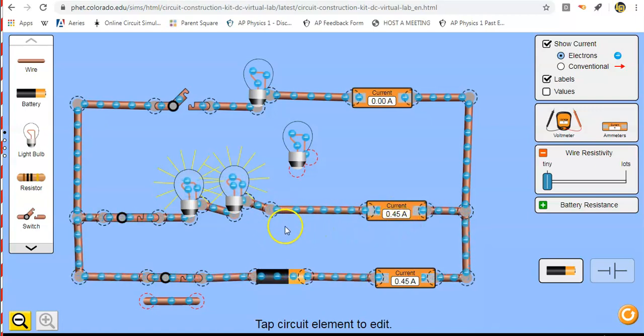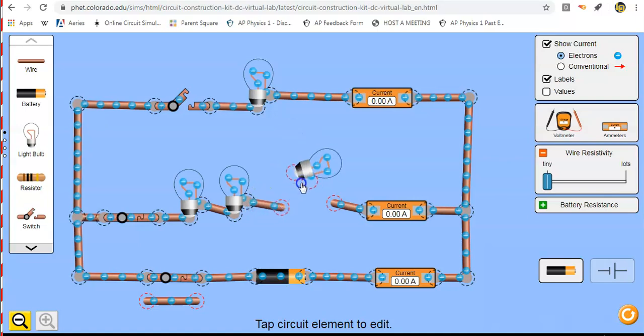Okay, so that's how things work for series circuits. When you add another resistor, you're adding resistance to this part of the circuit. And so when the resistance goes up, the current goes down. Okay, that's true for series circuits.